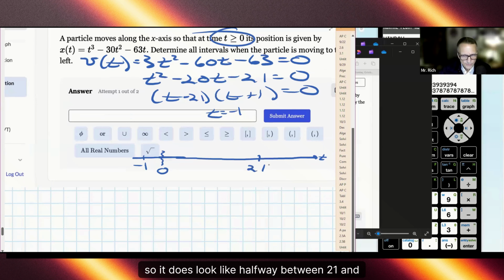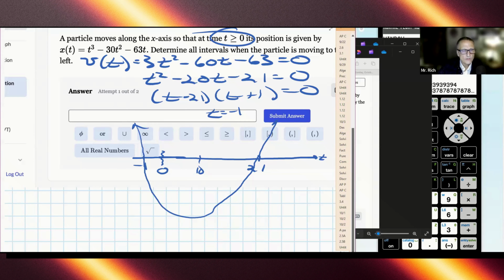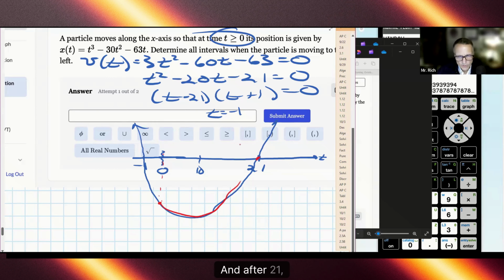It does look like halfway between 21 and negative 1 would be 10, but we don't really need that. This is a parabola, looking something like this. So I've already answered the question. If the velocity is a parabola that crosses at negative 1 and 21, it's moving to the left starting at 0, because starting at 0 it's going to be down here at a negative value all the way up until it reaches time t equals 21. After 21, this thing's going to turn positive. So my interval where it's moving left would be from 0 to 21.